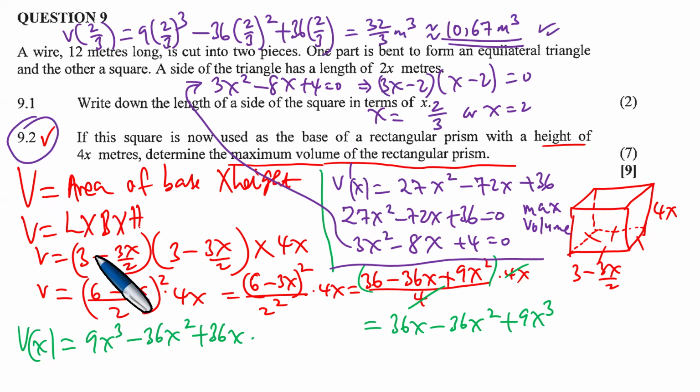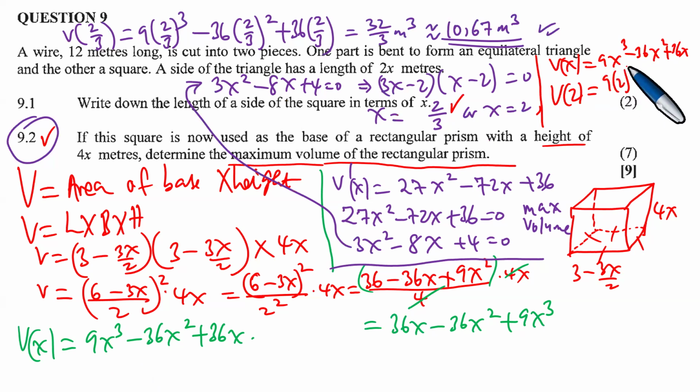Okay, now I must indicate that this is going to be the maximum volume, but now we got two values of x. The maximum value occurs at this one, because if you check V of 2, if you substitute into the volume function, like we did, which is this one here, the volume function is V of x, which is 9x cubed minus 36x squared plus 36x.